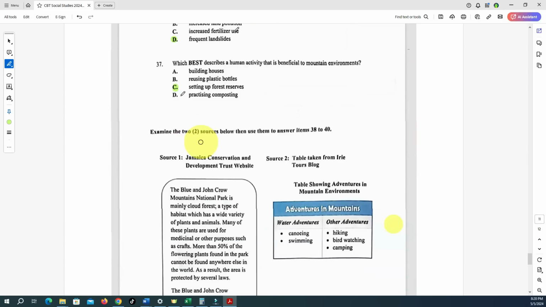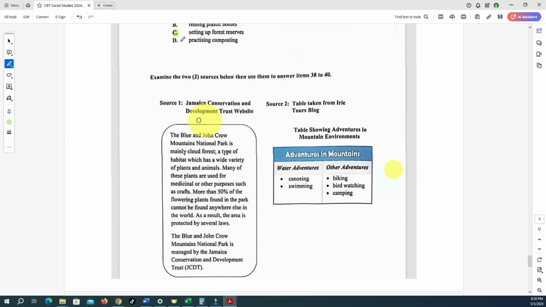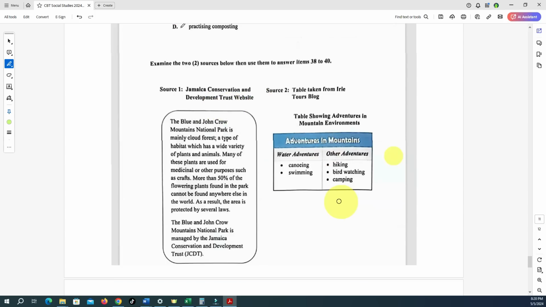Right. Alright, examine the two sources below, then use them to answer items 38 to 40. Source 1, Jamaica Conservation and Development Trust website. The Blue and John Crow Mountains National Park is mainly cloud forest, a type of habitat which has a wide variety of plants and animals. Many of these plants are used for medicinal or other purposes such as crafts. More than 50% of the flowering plants found in the park cannot be found anywhere else in the world. As a result, the area is protected by several laws. The park is managed by the Jamaica Conservation and Development Trust, JCDT.